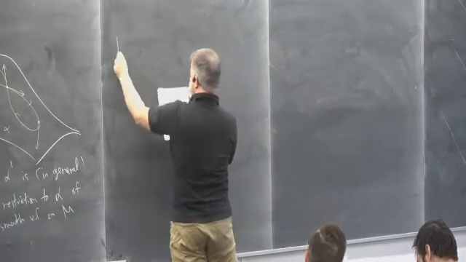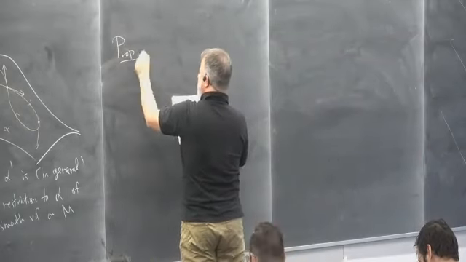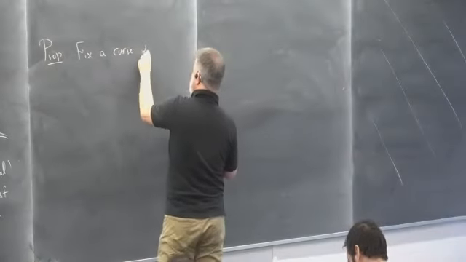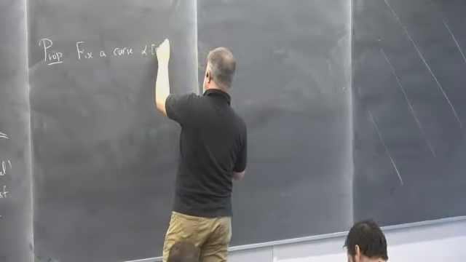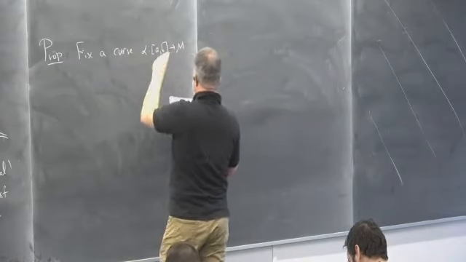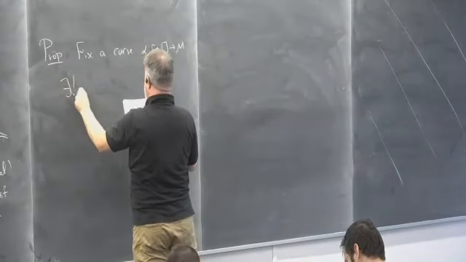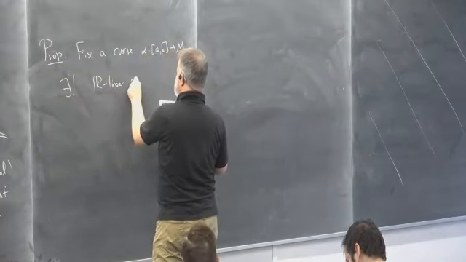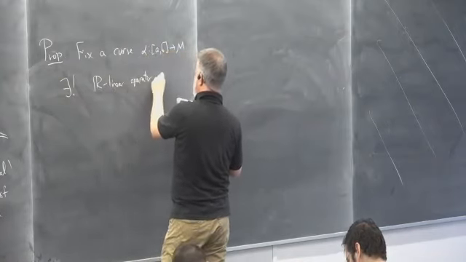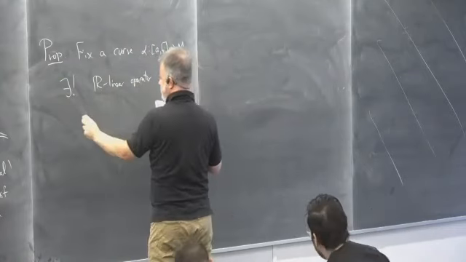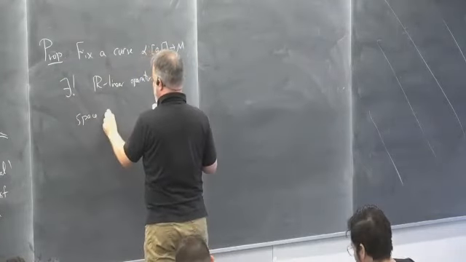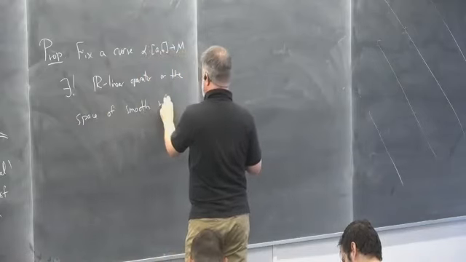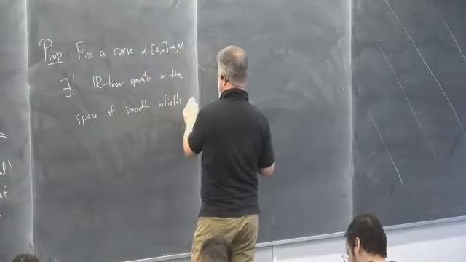Okay, so proposition: fix a curve alpha, a smooth curve. There exists a unique R-linear map, an R-linear operator, on the space of smooth vector fields along alpha.